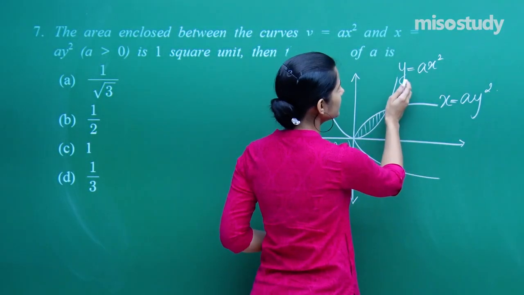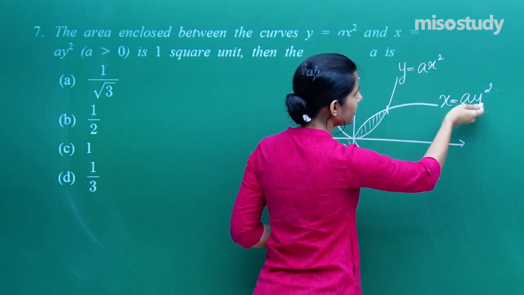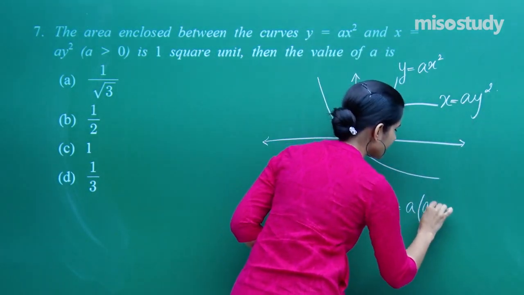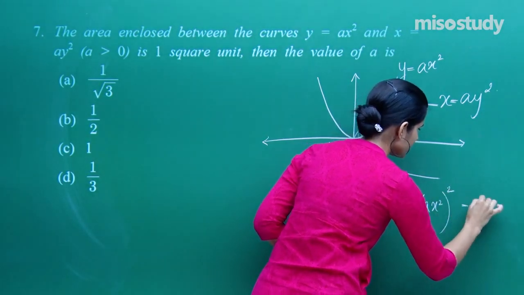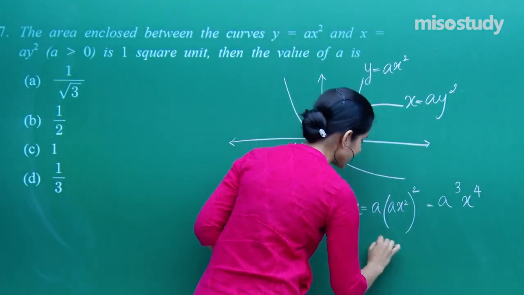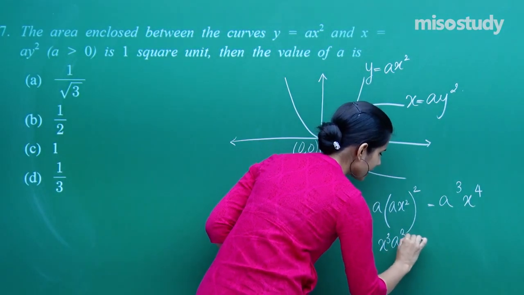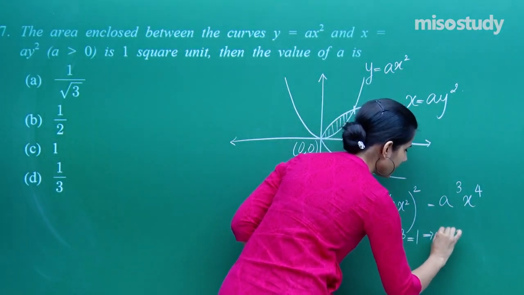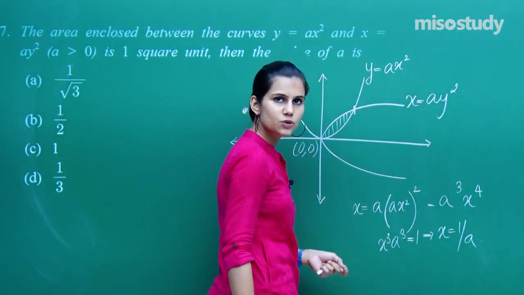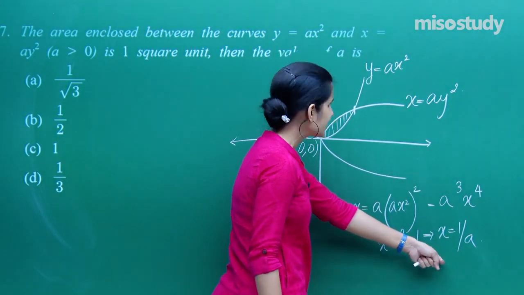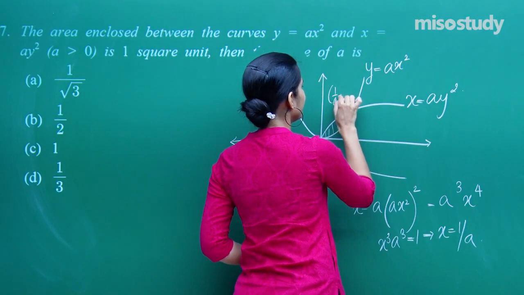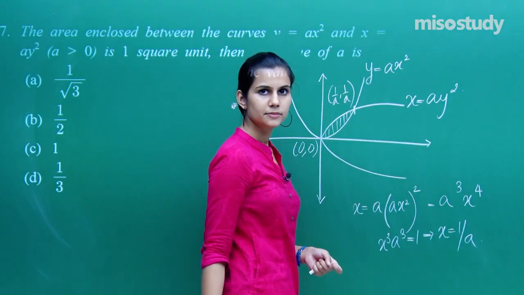Now from here, y is equal to a x squared. If I plug it in over here, I get x is equal to a y squared, which is a times a x squared, squared. So this gives you a cubed x to the power 4. One x gets cancelled. You are left with x cubed times a cubed equals 1, which implies x is 1 by a, because this point, you know, is lying in the first quadrant. a has to be positive. x is 1 by a. When x is 1 by a, y is also 1 by a. You get 1 by a comma 1 by a.